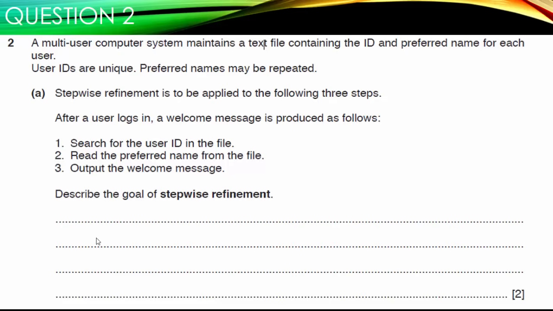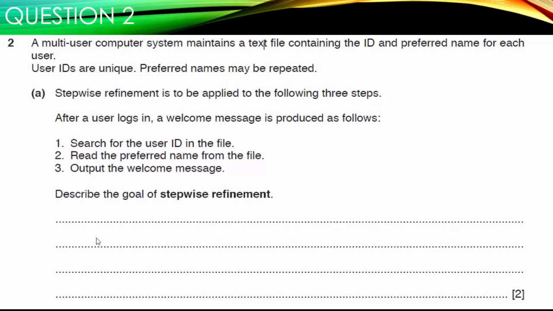After a user logs in, a welcome message is produced as follows. 1. Search for the user ID in the file. 2. Read the preferred name from the file. 3. Output the welcome message. Describe the goal of stepwise refinement.